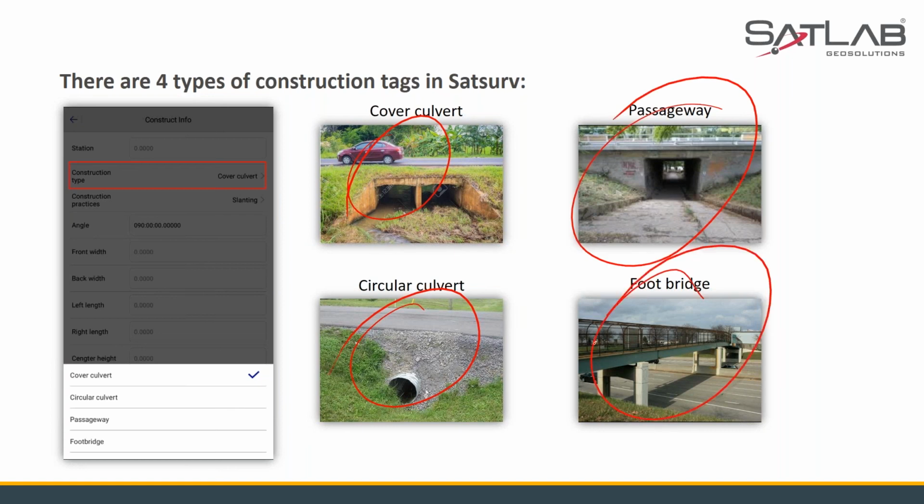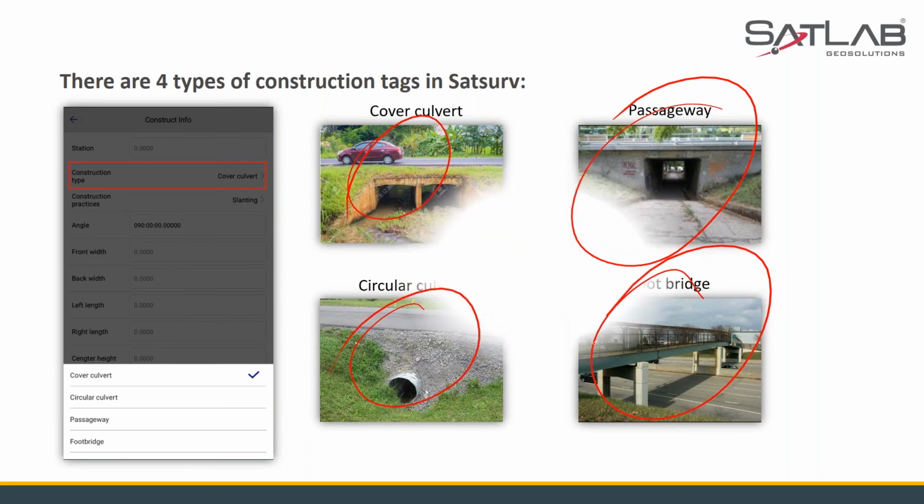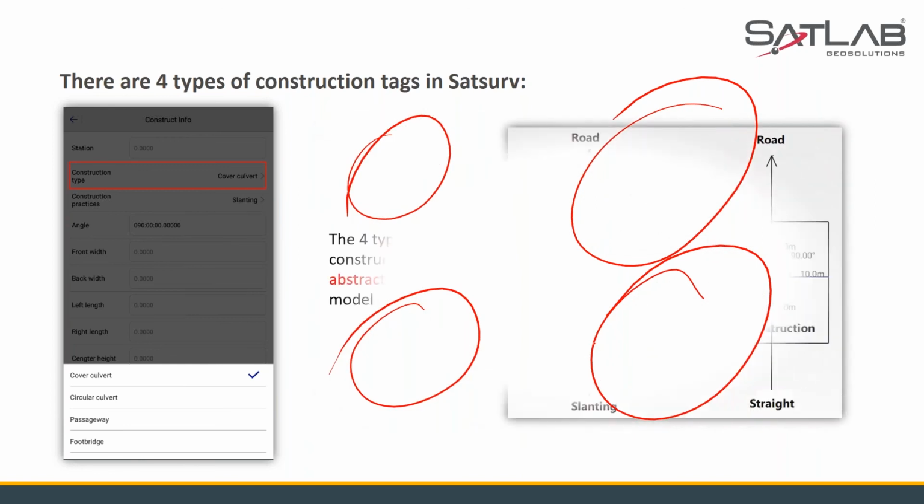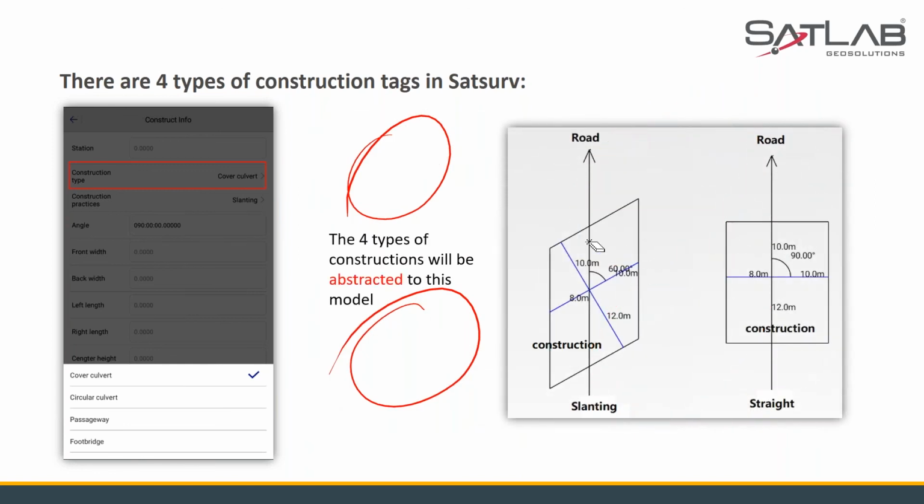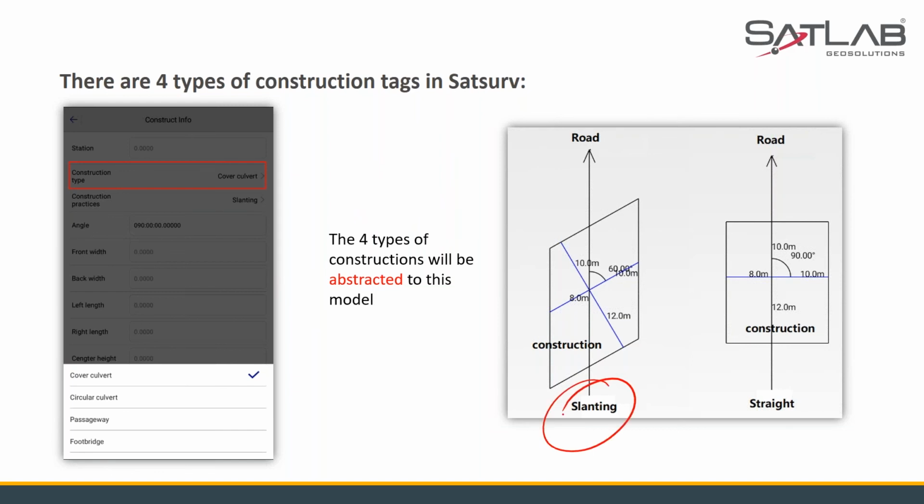So there are 4 types of constructions that can be added to this model. We have two main modes: one is the straight one, and the other is the slanting one. What exactly is the slanting one? Say for example, this is my road over here, and this is my pipe culvert going over here. So it's at a certain angle here.